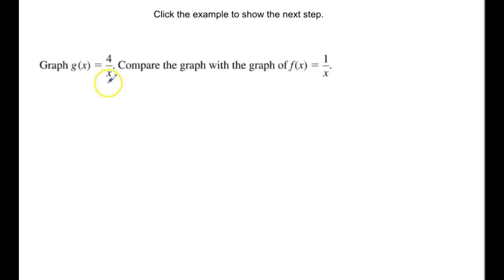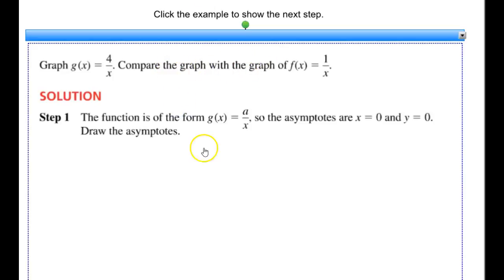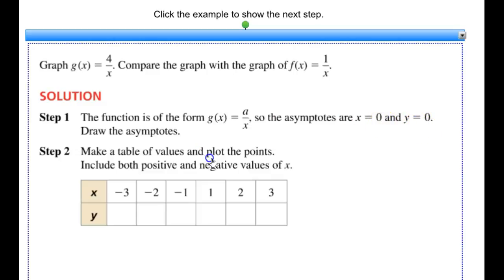So let's look at this. I have this new graph, and I'm supposed to compare it with the graph of my parent function. So the first thing I want to do is figure out what my asymptotes are. I see that it is in this form, a over x, so my asymptotes are x equals 0 and y equals 0. So the first thing I do when I'm graphing is I draw those asymptotes, which we'll see in just a second.